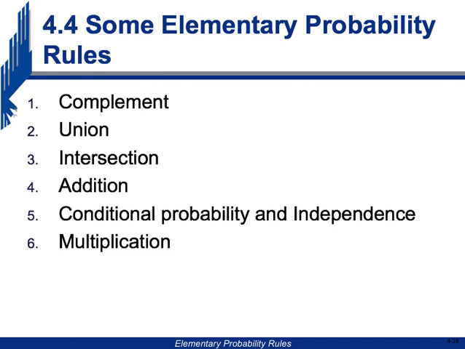This section is about some elementary probability rules. This includes concepts such as the complements of events, unions, and intersections of events. This section also includes a discussion on the addition rule, which is used to compute for probabilities of unions. And we also have here conditional probability and independence. And finally, we have a discussion on the multiplication rule, which is used to compute for probabilities of intersections.